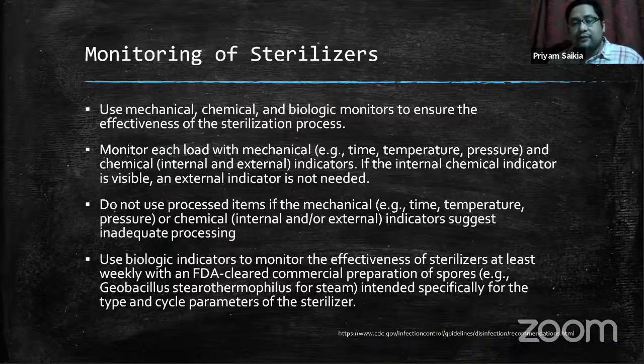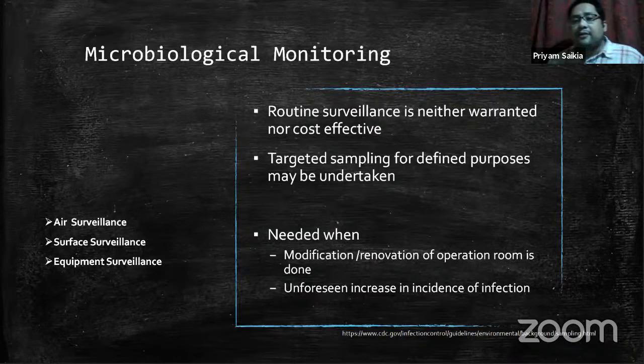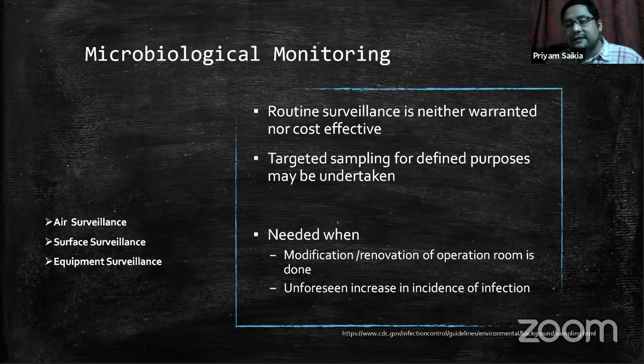CDC recommends using a biological indicator to monitor the effectiveness of the sterilizer at least weekly, and the biological indicators for different sterilizer systems are different. When we talk about microbiological monitoring of the operation theater, it can be surveillance of the air inside the operation theater, surveillance of the surfaces, surveillance of the equipment, or surveillance of the persons present in the operation theater itself.